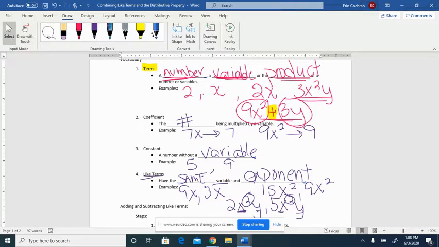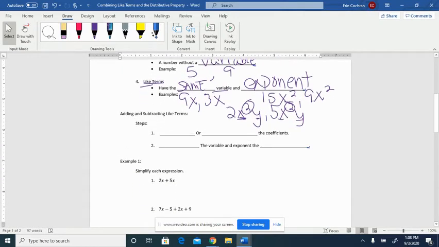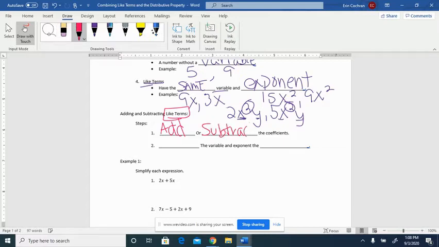Okay. Now what we're going to do is we're going to add and subtract these like terms. To be able to add and subtract, they have to be alike. If they're not alike, you cannot add them. Okay. And what we do is we're going to add or subtract the coefficients, and we're going to leave the variable and the exponent the same. They do not change. Okay.